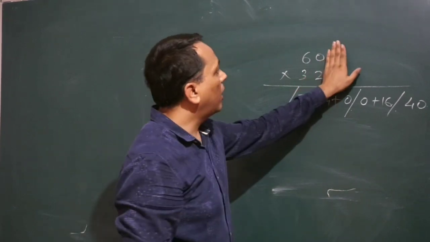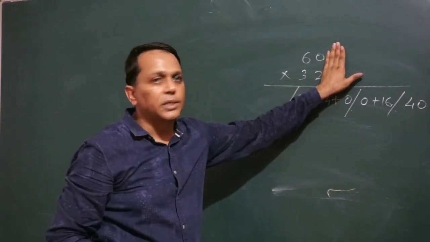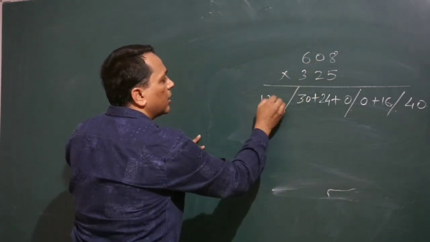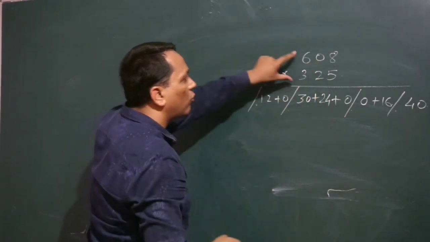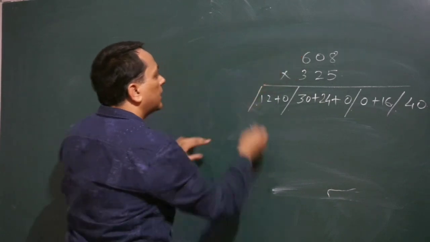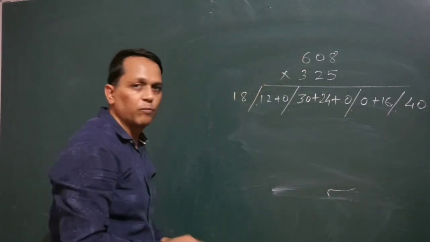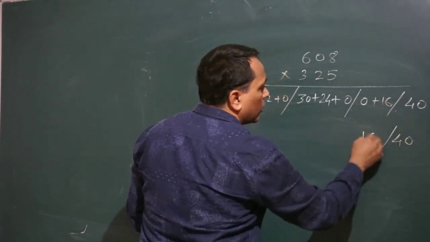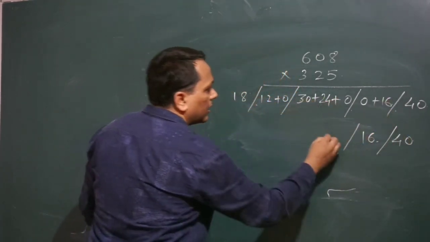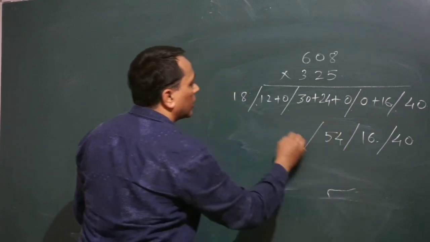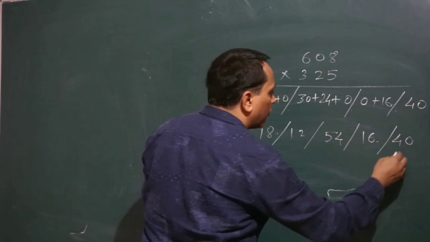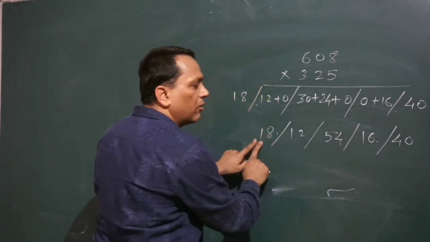In the next part, we take the first two digits. 6 2s are 12 plus 3 0s are 0. And in the last part, we multiply just 6 and 3. 6 3s are 18. So this is 40, this is 0 plus 16 is 16, this is 54, this is 12, and this is 18. Again, we need only one digit from all these parts except the first one.